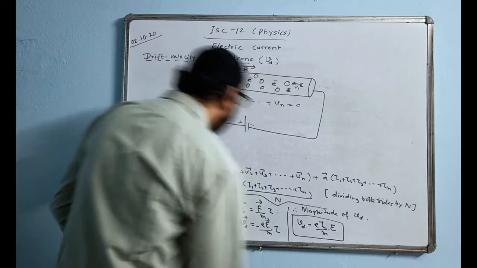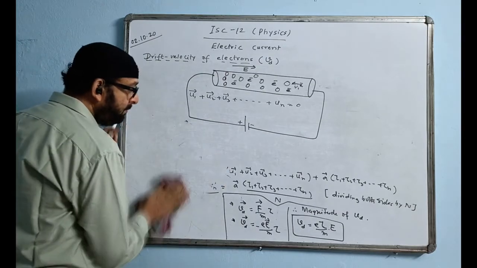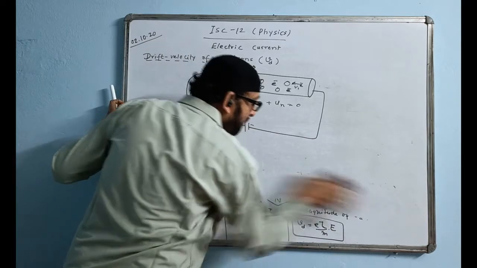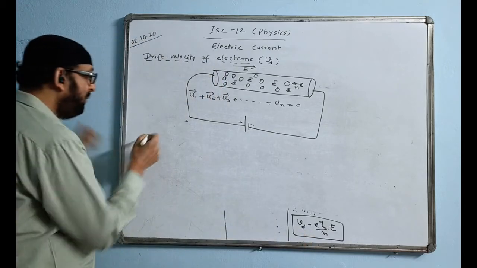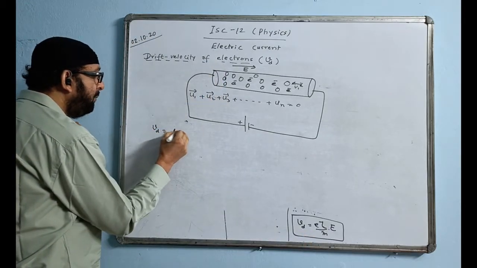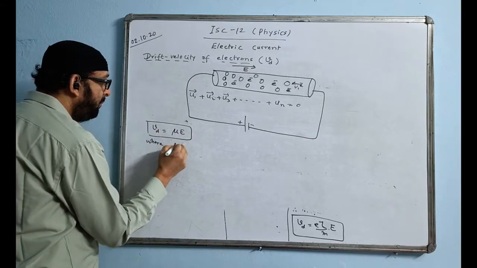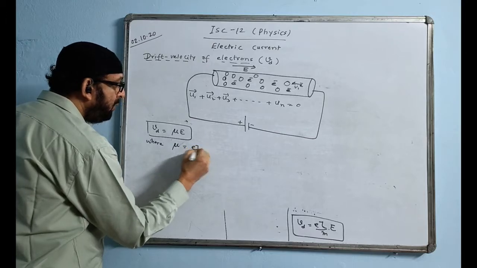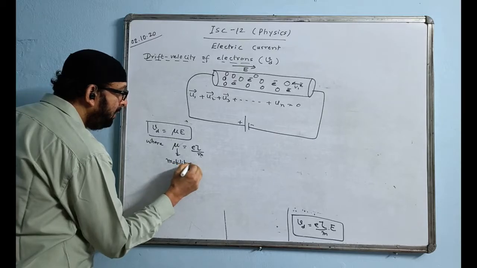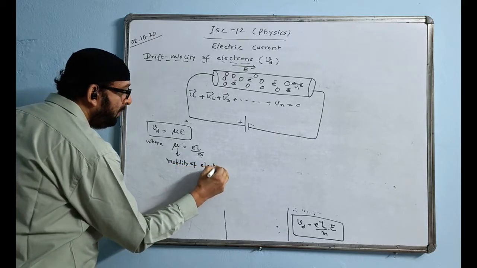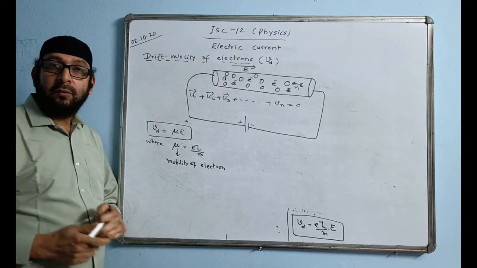But here this formula is simplified a little more, and now we will be writing like this. One step we'll go further from here. We'll be writing Vd equal to mu into E. You can mention where mu is equal to e tau by m, and this mu is called the mobility of electron.